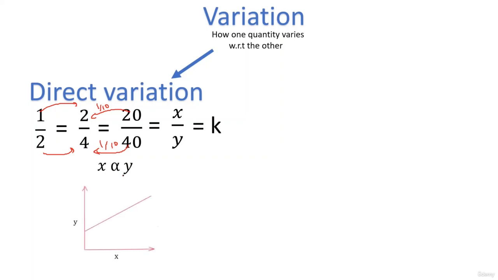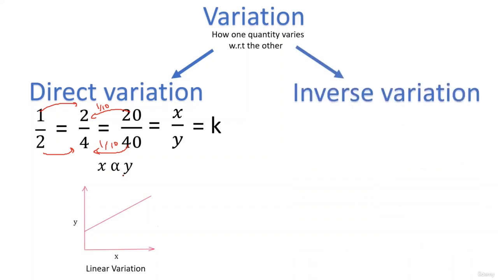If you draw the graph of x and y in this case, you will observe it is a linear graph. We'll discuss in detail about linear functions later when we study functions and graphs and coordinate geometry. But right now, remember, this is the variation between x and y. This variation is called a linear variation because if you plot a graph, it is a linear graph. Okay, let's go on to the next type of variation, that is inverse variation.